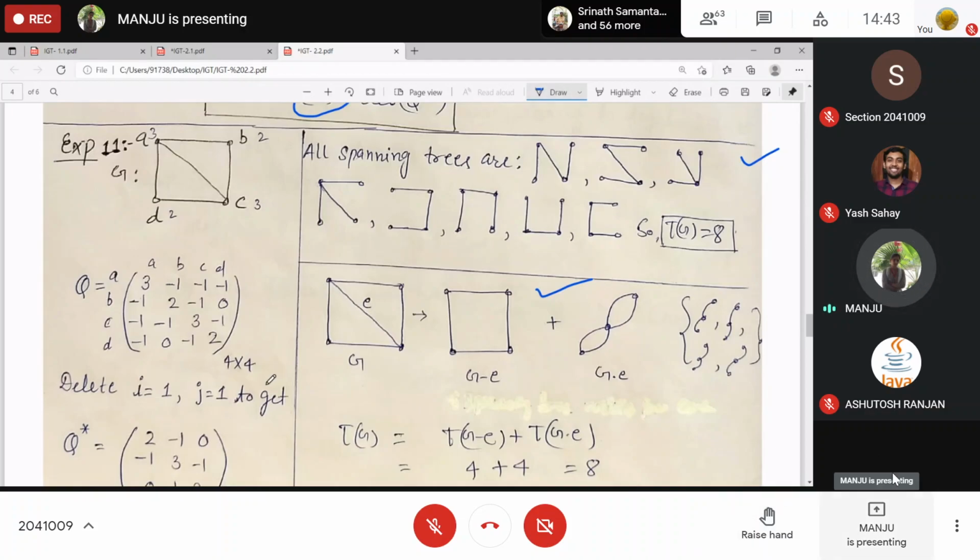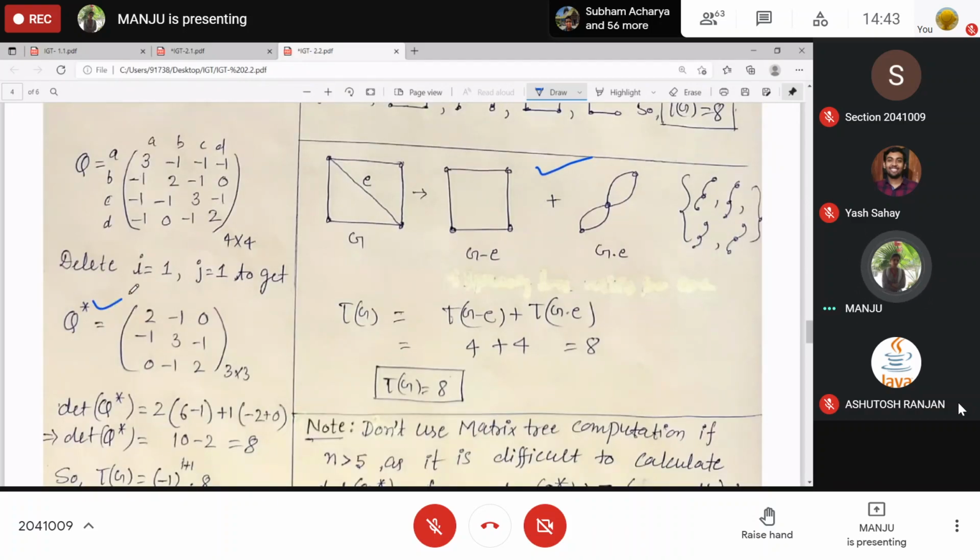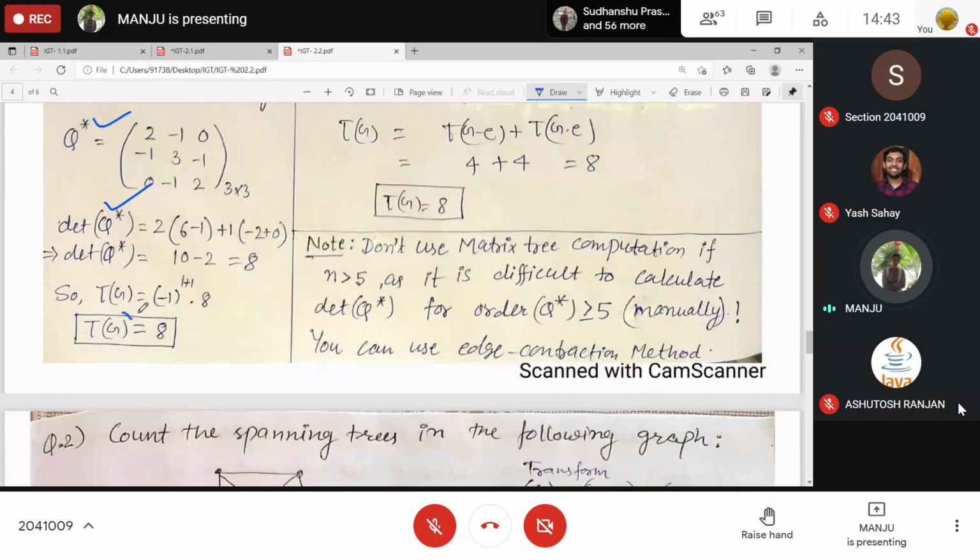Delete any row and any column, one row, one column arbitrarily, that's up to you, and get another matrix of order 1 less than this one. Okay, and find the determinant. That determinant will determine the number of spanning trees. It will be either plus 8 or minus 8 for the kite.